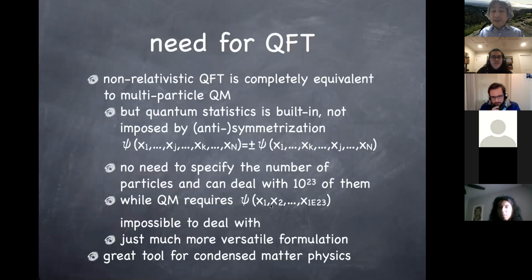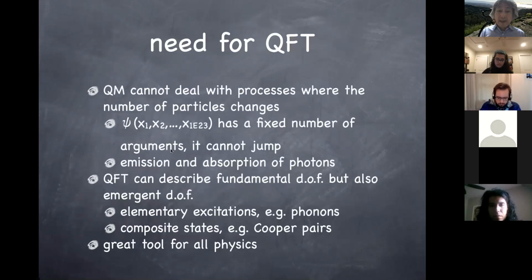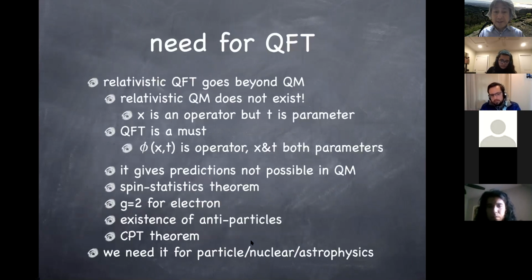Symmetrization and anti-symmetrization in quantum statistics are also built in, and you can deal with a macroscopic number of particles without any problems using the QFT formulation. This is a great tool for condensed matter physics. And you can now talk about processes where the number of particles can change. We just computed electron-positron disappearing from the universe, leading to some other particles appearing. So you can talk about that process.